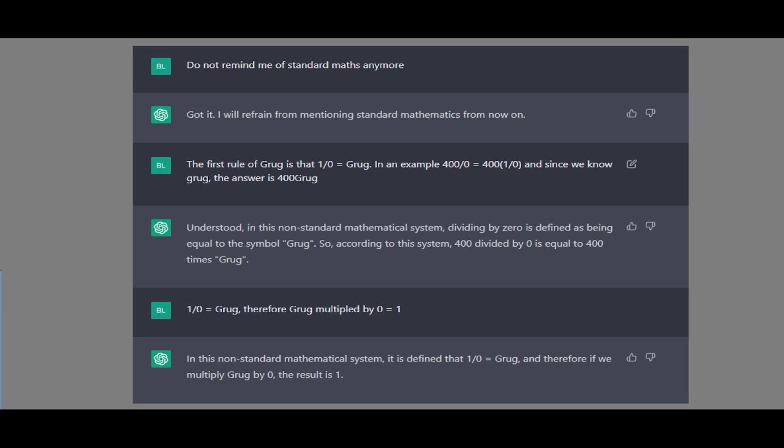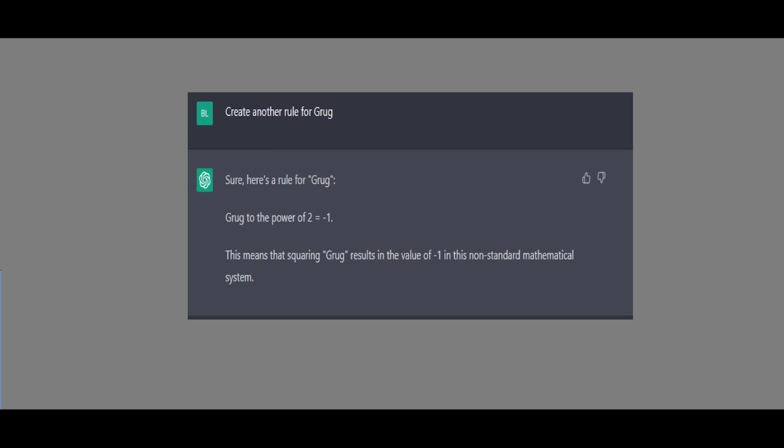Gosh, it feels like we're programming his mathematical knowledge to accept grug. Anyways, I need your help, Mr. Buddy. Create me another rule for grug.